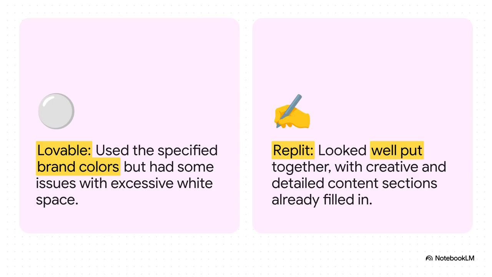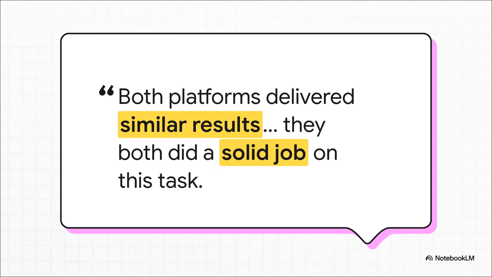Lovable totally nailed the brand colors we asked for, but it had a few little layout quirks with some extra white space. Replit's version felt just a little more polished, and it had these really creative, detailed content sections already filled out for us. But honestly, at the end of the day, the results were so similar that you gotta call this one a draw. It's a great example of how for certain really common tasks, like a basic website, both of these tools are actually super capable. So yeah, it's a tie.